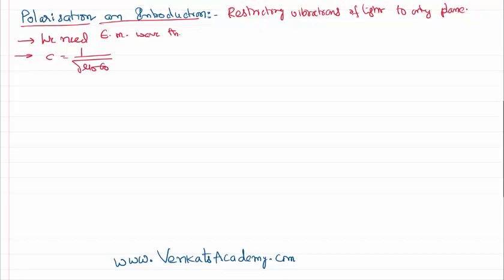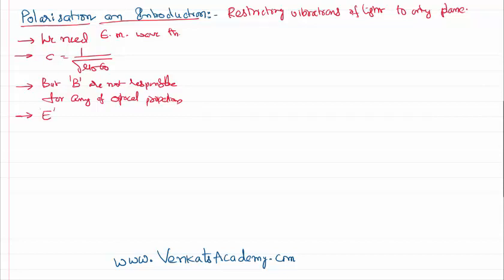So light has both electric and magnetic field vibrations, but the magnetic field vibrations B are not responsible for any of the optical properties. Nothing to do. So, what all we get due to the optical properties like interference, diffraction, and polarization can be explained basing on the variation of the electric field in the electromagnetic wave with time.